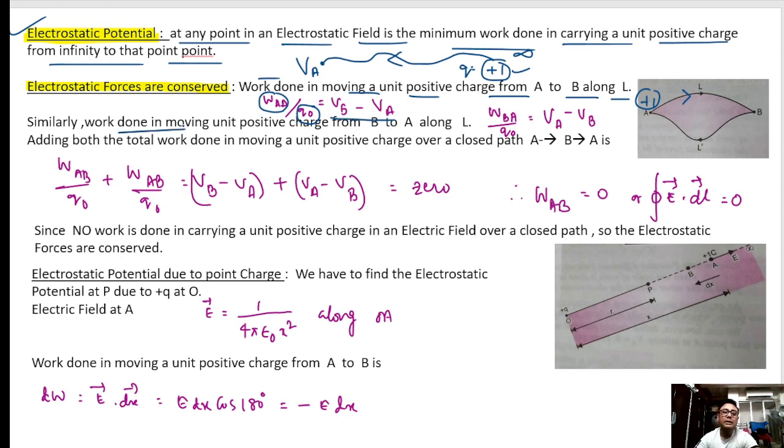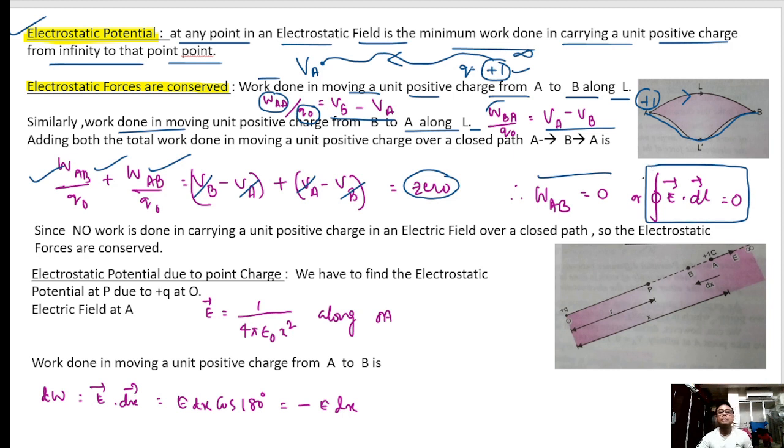Similarly, the work done if I move it from B to A along L, I write WBA by Q0 is VA minus VB. Now if I add these two, in the total work done you will see that these all cancel out, and the total work done is 0. And since the total work done is 0, we can say that electrostatic forces are conserved.